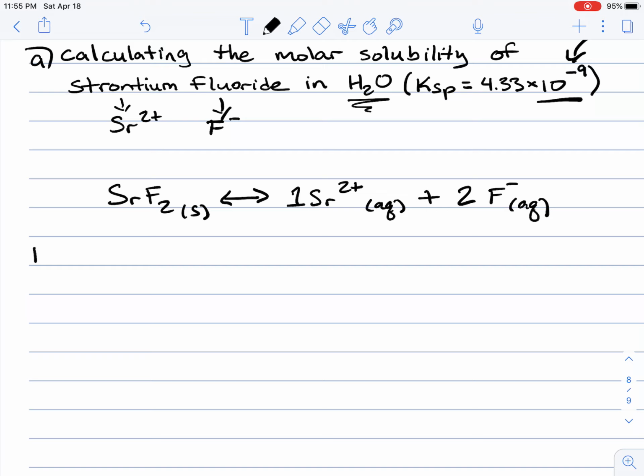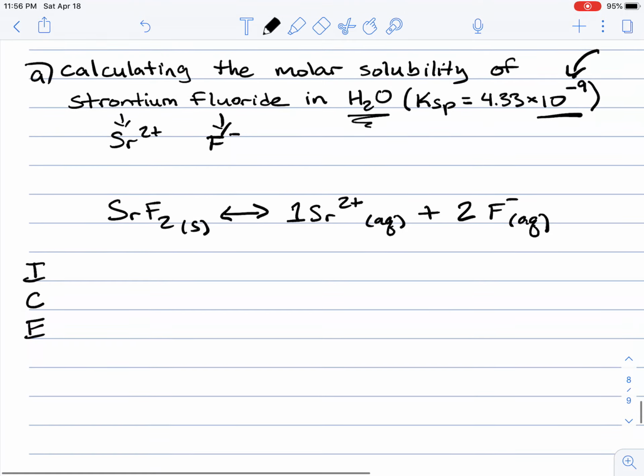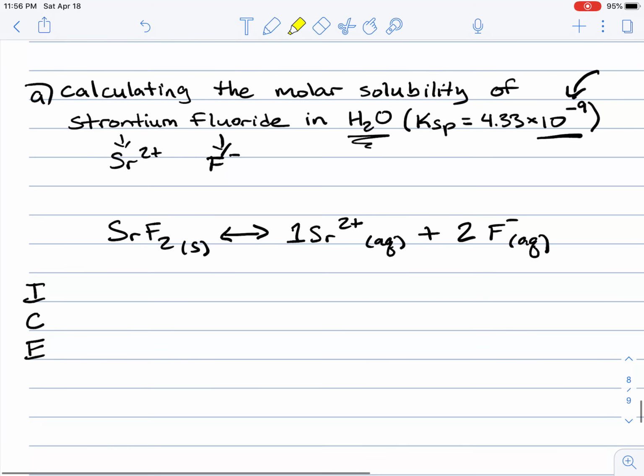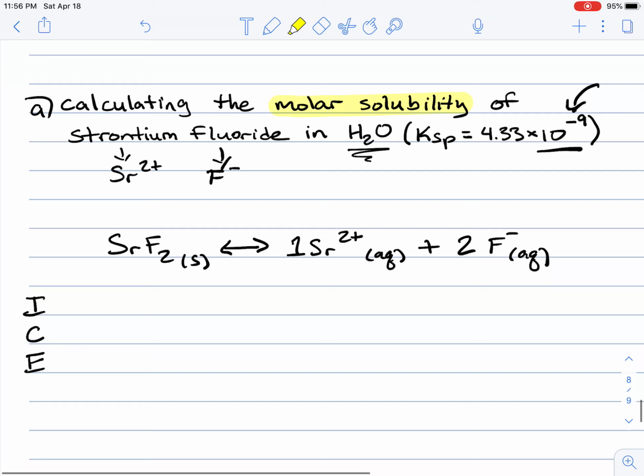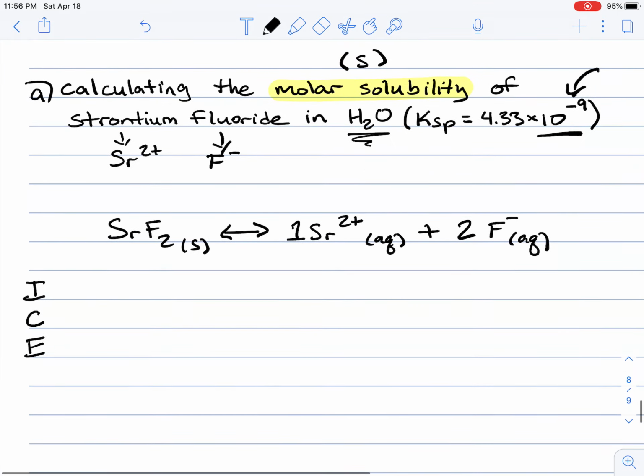I'm going to go ahead and build my ICE table. Real quick, we need to determine what we're calculating. We're calculating the molar solubility. And so what is the molar solubility in the ICE table? It's going to be S.